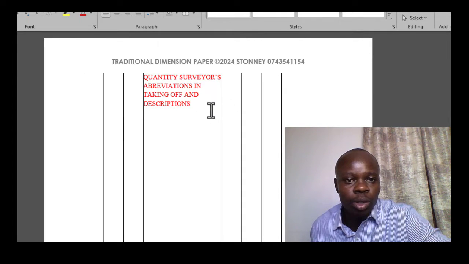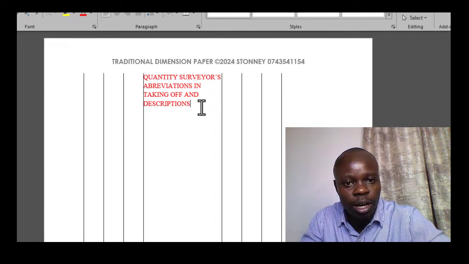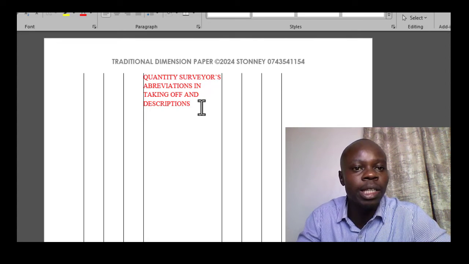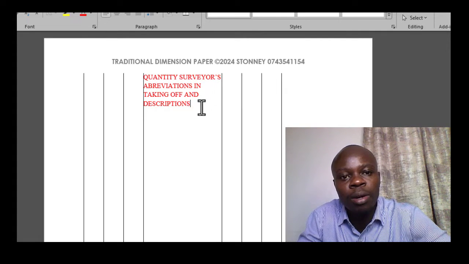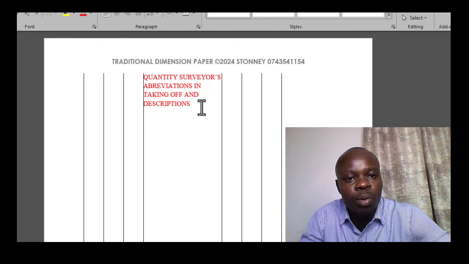So straight away into our coverage for today, I'd like us to see those abbreviations that if you haven't known how they are applied and also what they mean, then you will definitely not be able to follow up so well what is going on or what is being done. That is why this session is quite crucial before we start taking off, which is going to start in our immediate next session. It's important that we learn the abbreviations which are applicable in taking off.